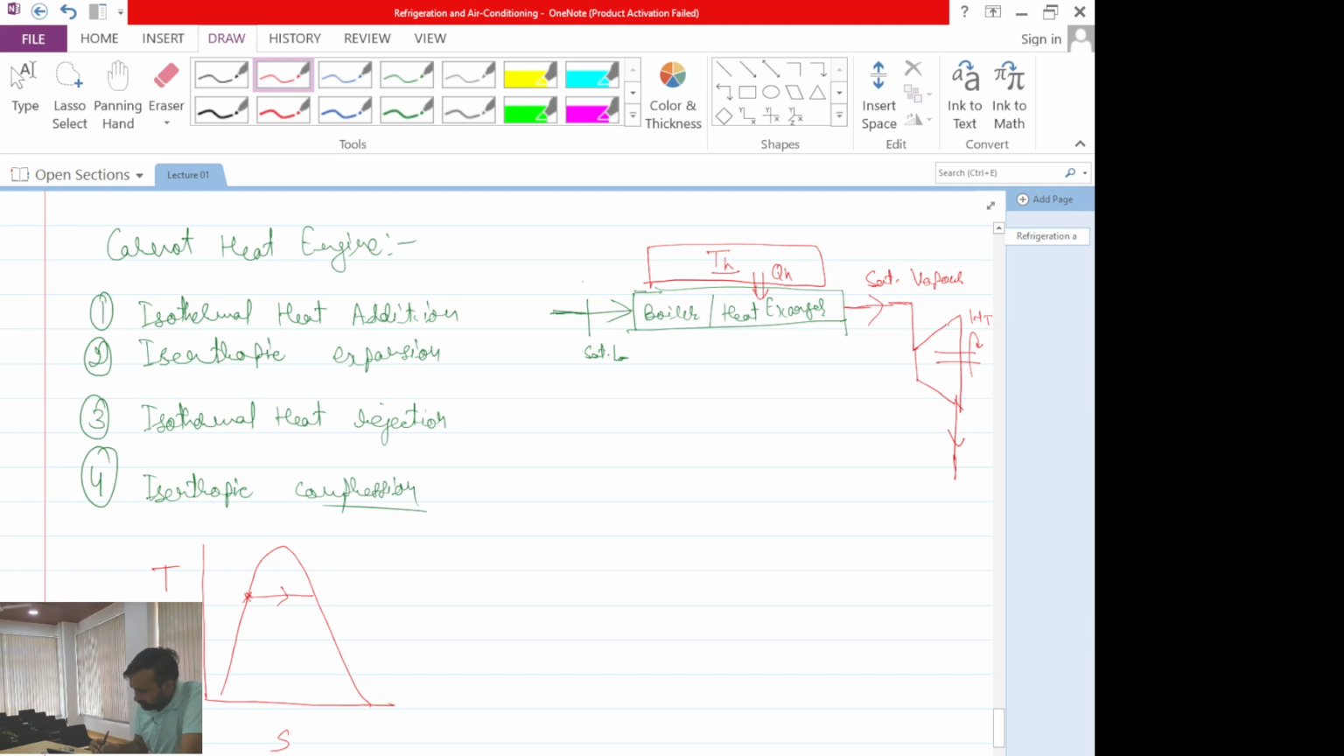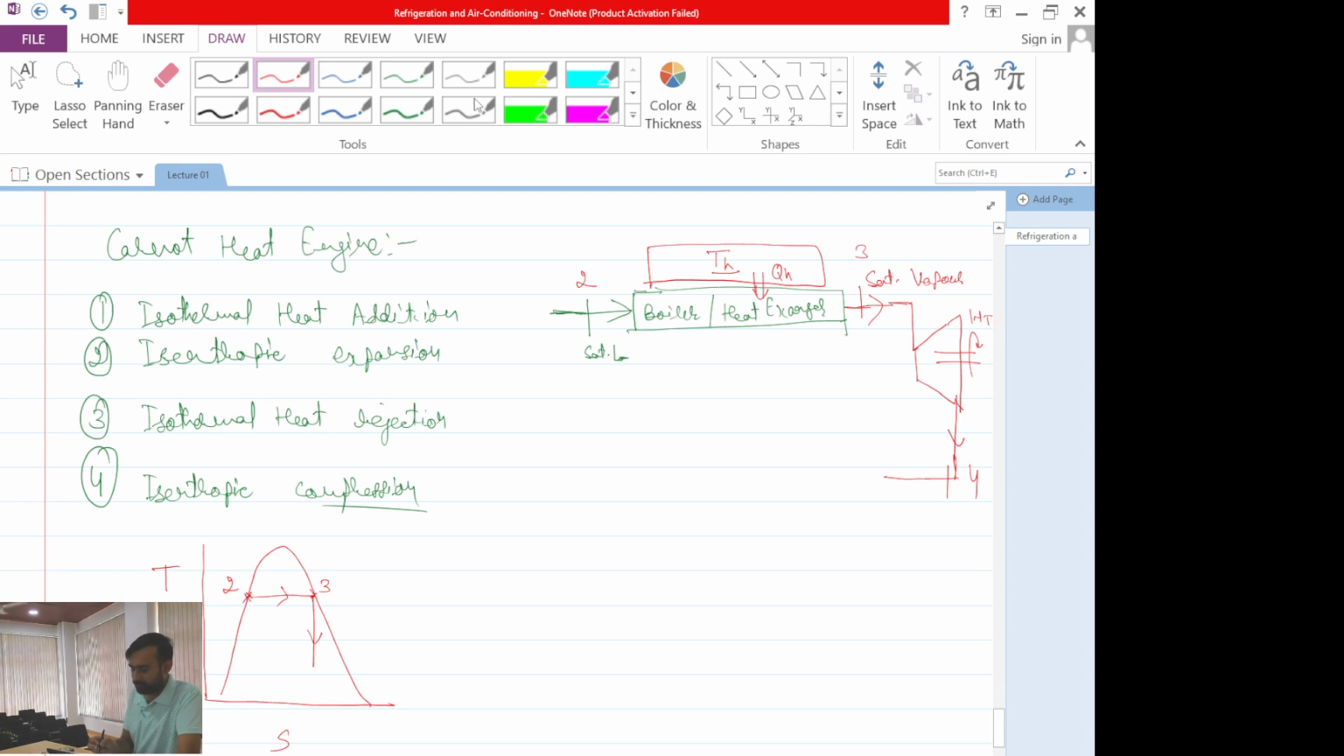Let me call this state 2. So this is state 2, saturated liquid. At the exit of the boiler, I have state 3. Okay, and then the 3 to 4 process is isentropic. On the TS diagram, how will an isentropic process look? Like this. So this is state 3, this is state 4.